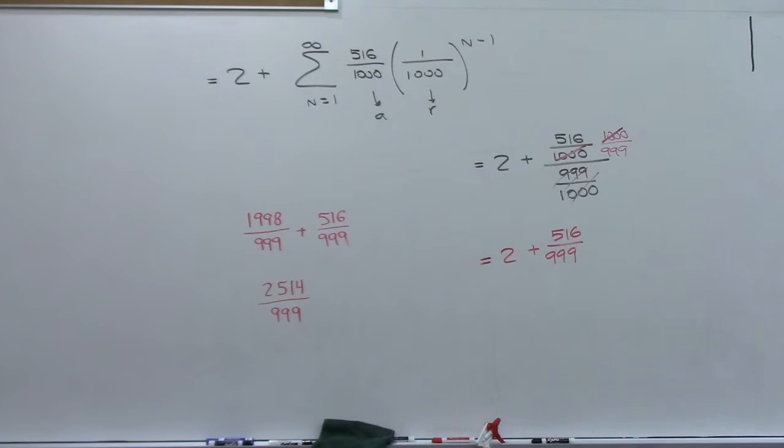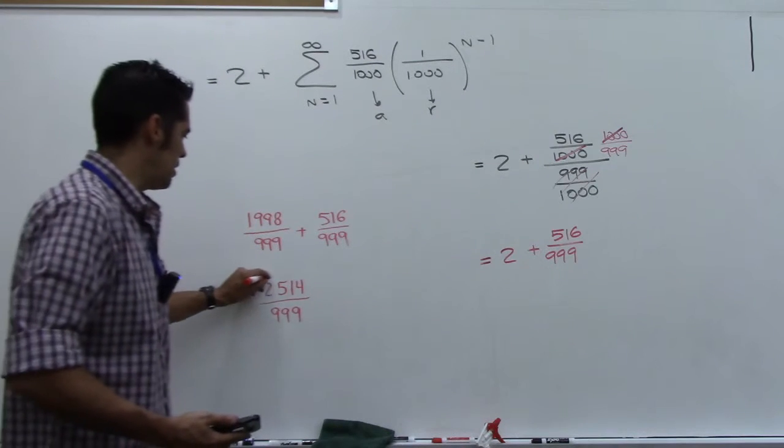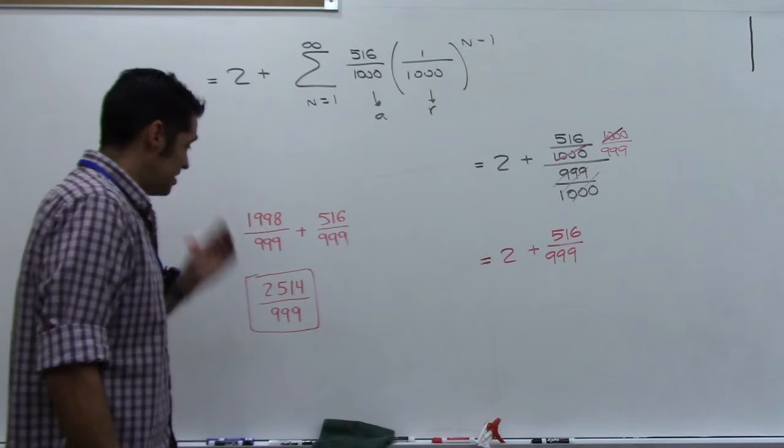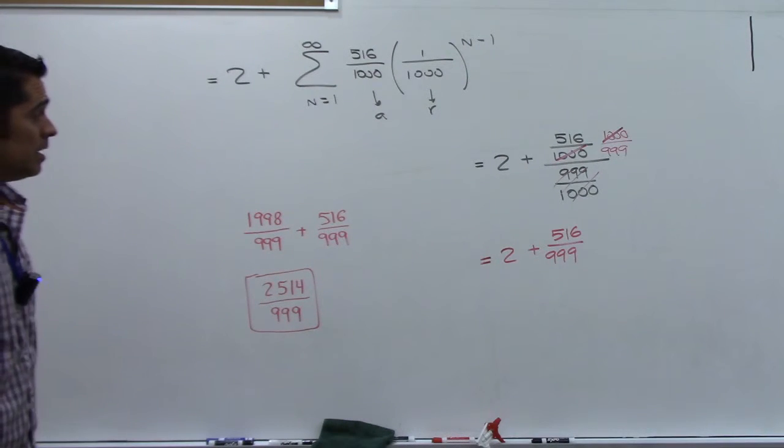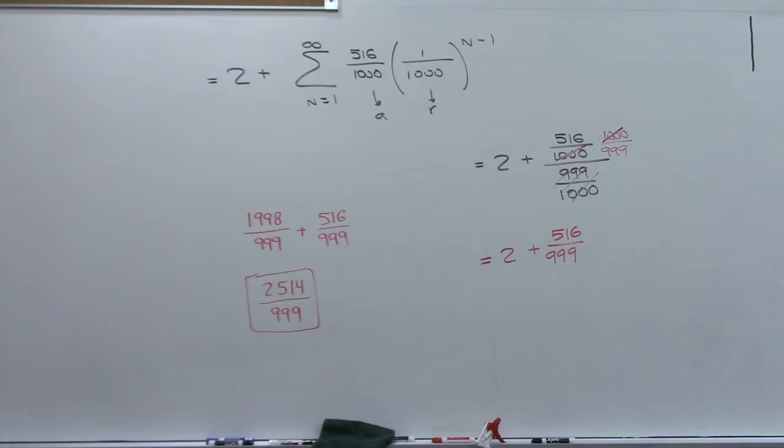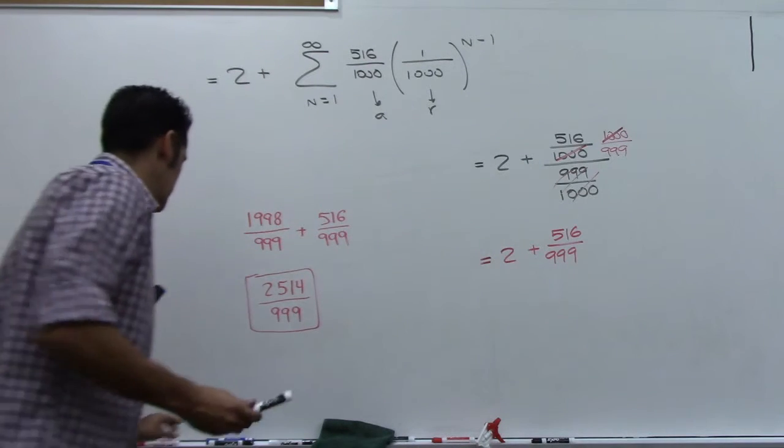Doesn't seem right. Hold on. I might have messed something up here. 2,514 divided by 999. No, I think that's it. What is this, 33? Oh, that reduces. It reduces, but this is fine. 3 goes in all of those. That's it. So that fraction, if you type it in your calculator, you should get 2.516516516516.